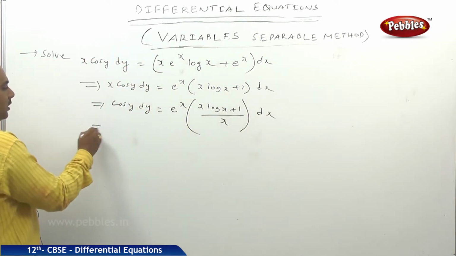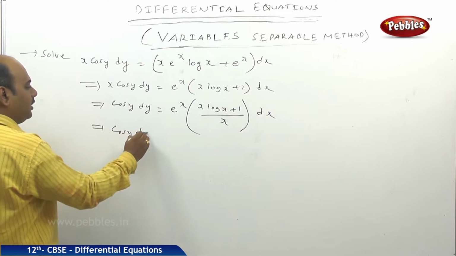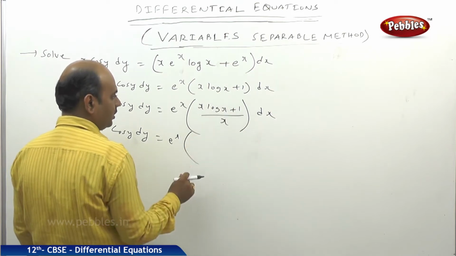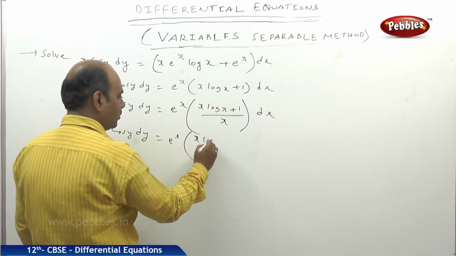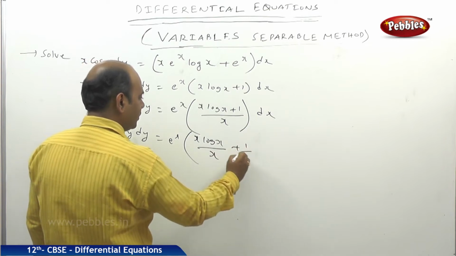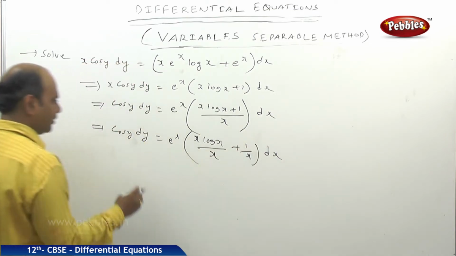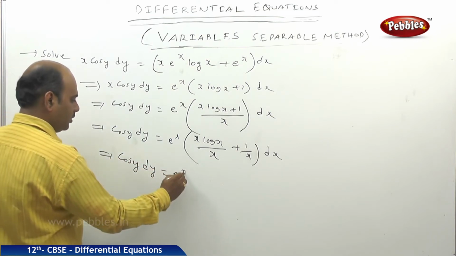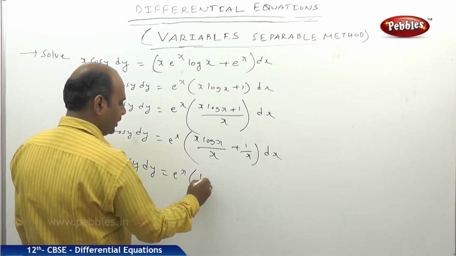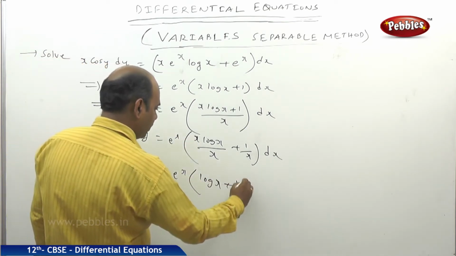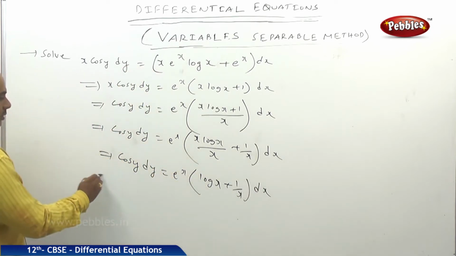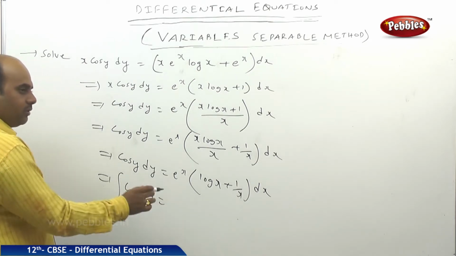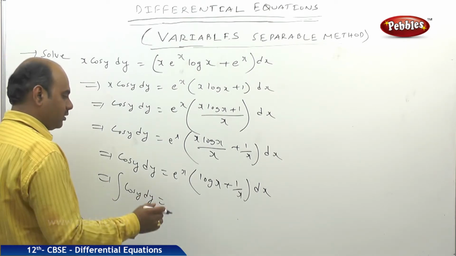So finally cos y dy is equal to e^x into, a plus b by c, so a by c plus b by c. So x into log x by x plus 1 by x dx. So finally cos y dy is equal to e^x into, x and x will get cancelled, so this becomes (log x + 1 by x) dx. So integral of cos y dy is equal to, because variables have been separated, x terms to x, y terms to y.